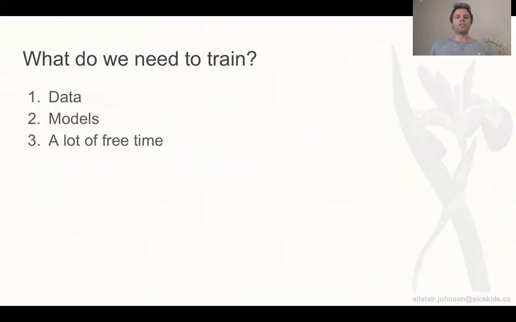So, okay, what do we need to do machine learning? Pretty straightforward, right? We need some data, we need some models, and of course we need a lot of free time to tinker with those data and tinker with those models. So let's go ahead on this journey, and let's try and build some machine learning classifiers for chest x-rays.